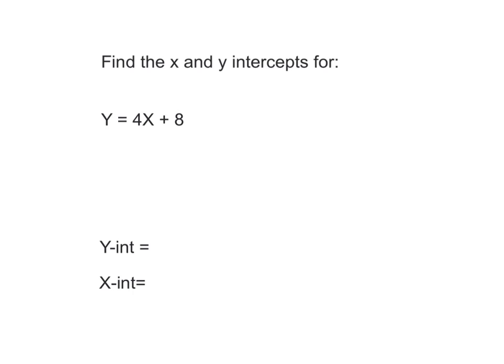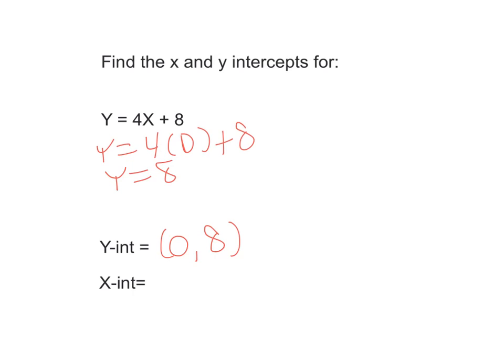Alright, so we're going to find the X and Y-intercepts. Now we're all pretty familiar with finding the Y-intercept. Remember that this equation here is in slope-intercept form. So in order to find the Y-intercept, we just have to plug in 0 for X. So that would be Y equals 4 times 0 plus 8. And we can see right away that y equals 8. So our y-intercept is at 8. And if we want the exact coordinates, that would be (0, 8).